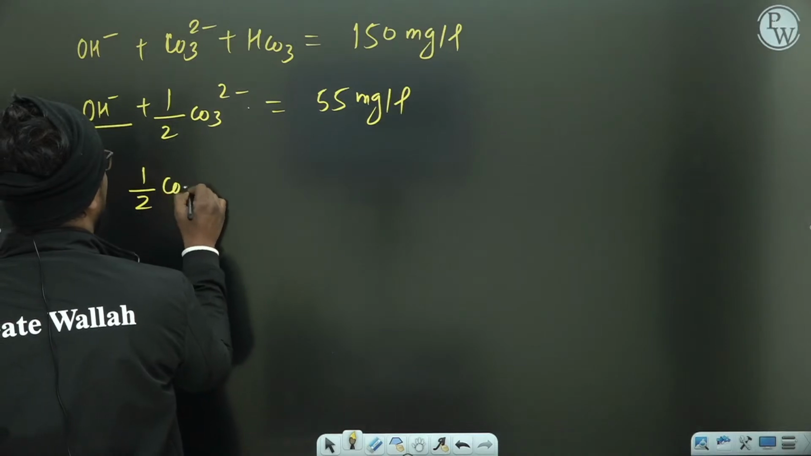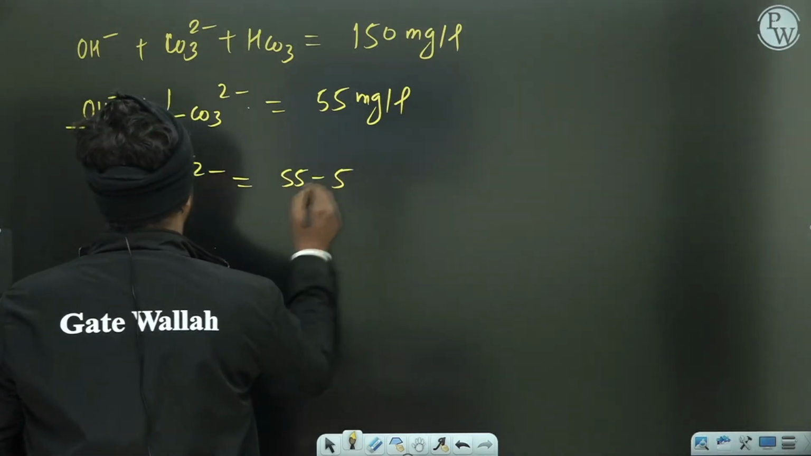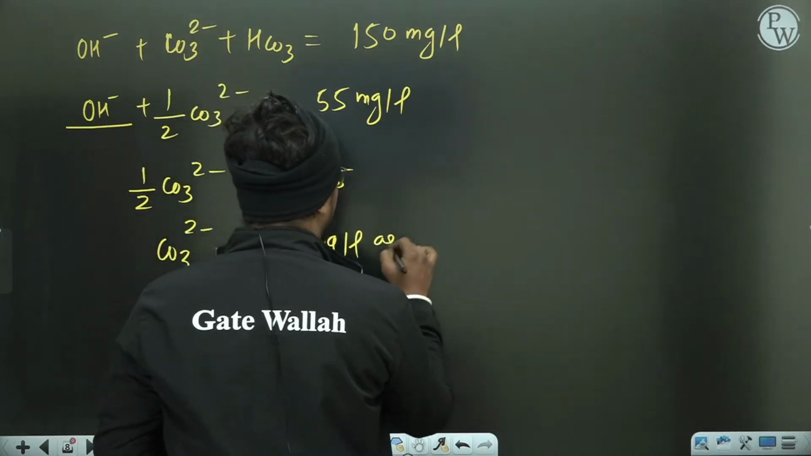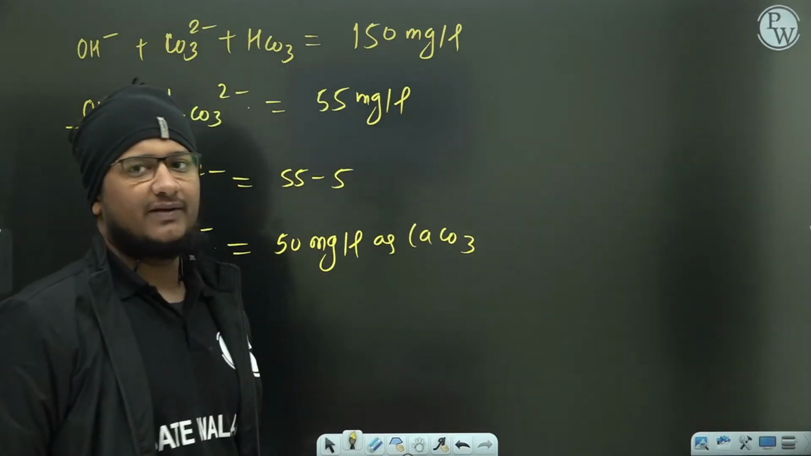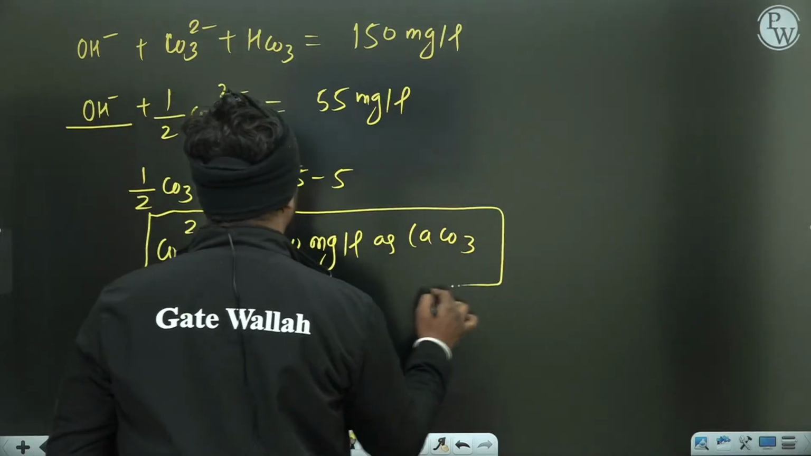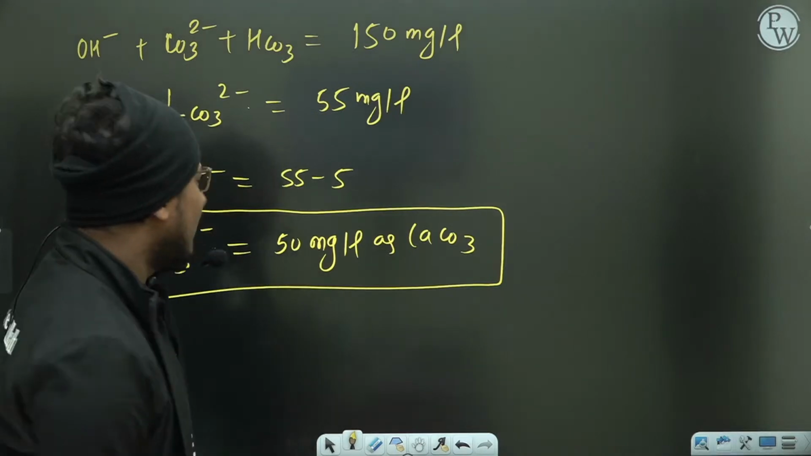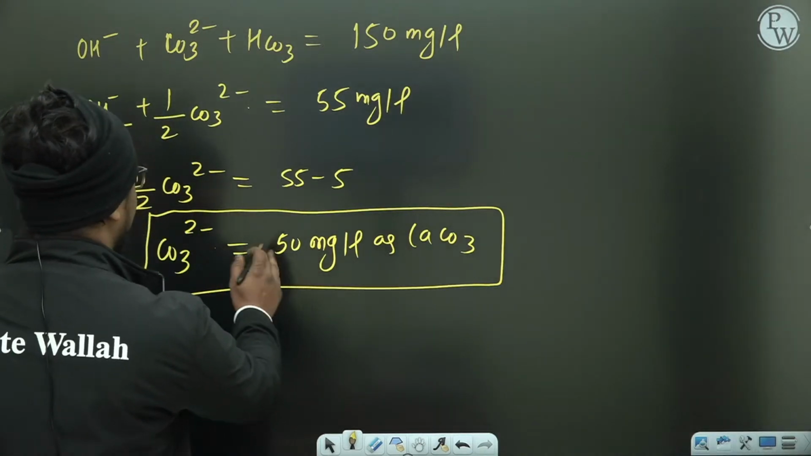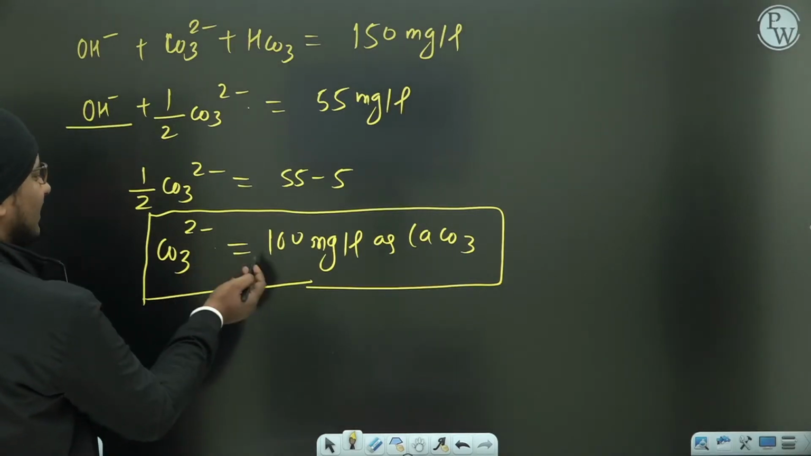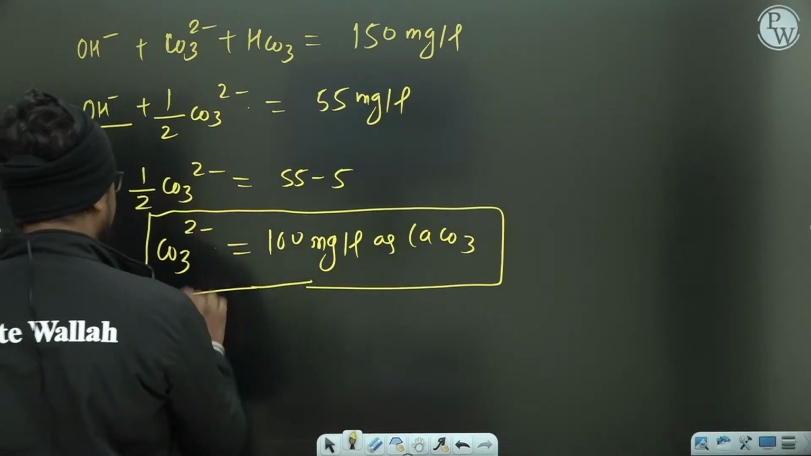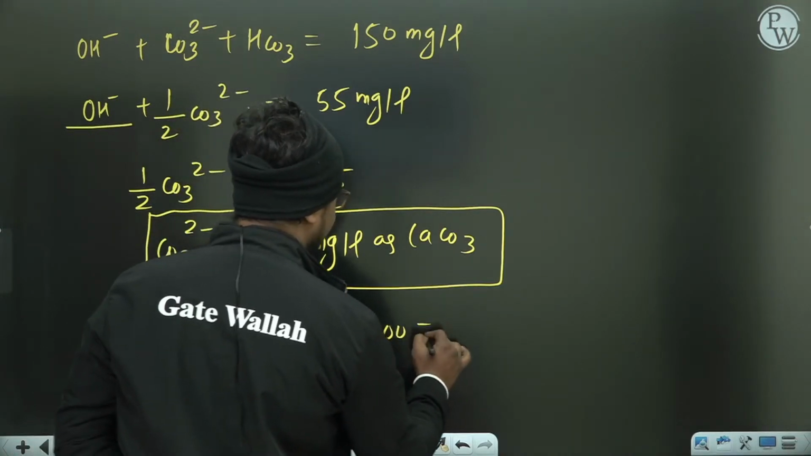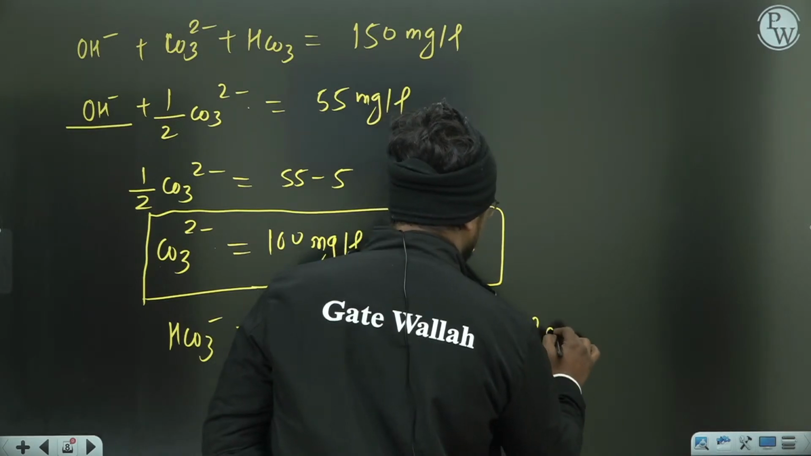So that means half CO3 2 minus will be equal to 55 minus 5, which is 50 milligram per liter as CaCO3. Is that clear? Sorry, the carbonate alkalinity will be 100, not 50. 50 into 2, 100. So we got carbonate alkalinity 100 and OH alkalinity 5. In that case, the remaining HCO3 minus will be what? Total alkalinity we have 150 minus 5 minus 100. It will be 45 milligram per liter as CaCO3.